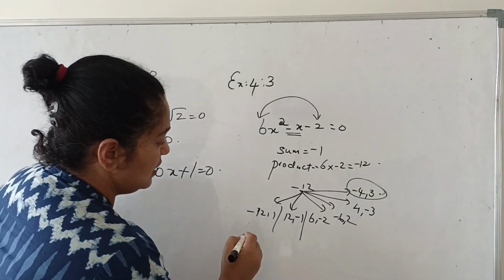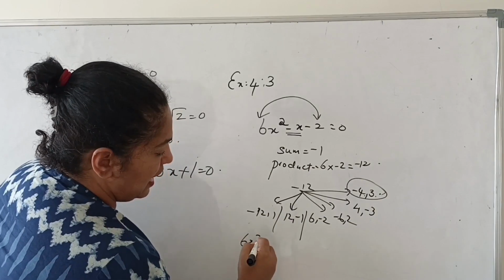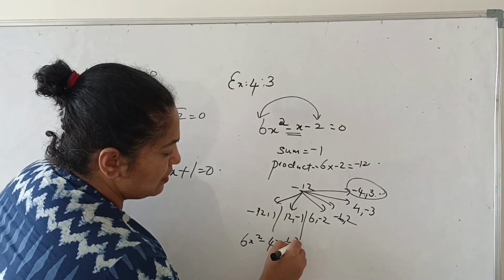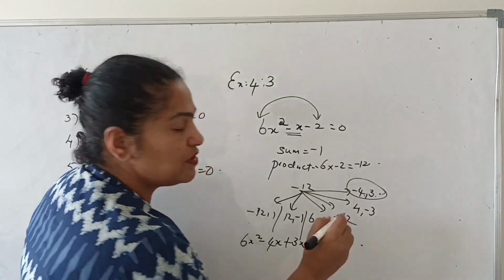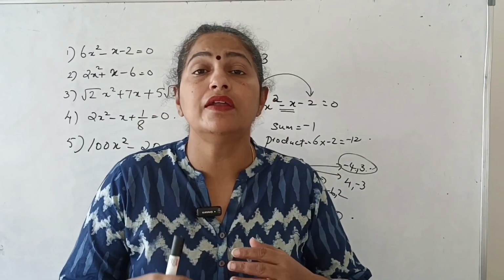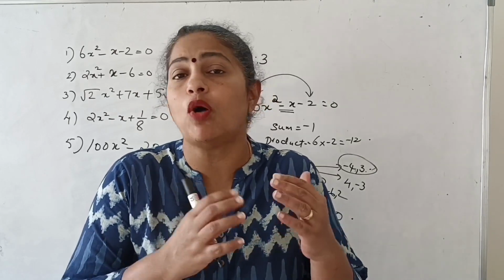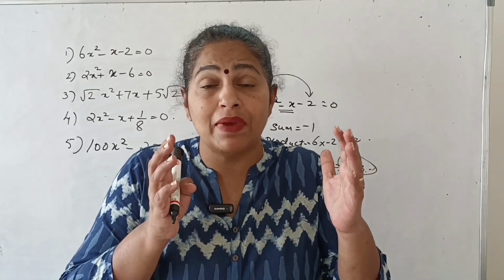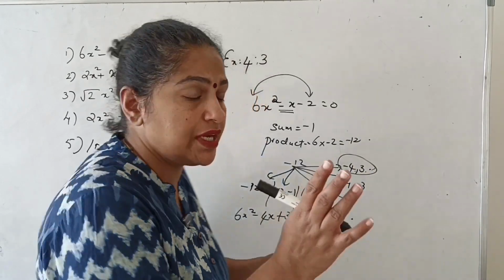Now, how do I write it? 6x square, and minus 4 and plus 3, I write as minus 4x and plus 3x. Okay, and minus 2 is equal to 0. Now, we start grouping the terms. So, we group the terms in such a way that whatever common factor is there, or the HCF or the GCD, greatest common factor is there, you take it outside.